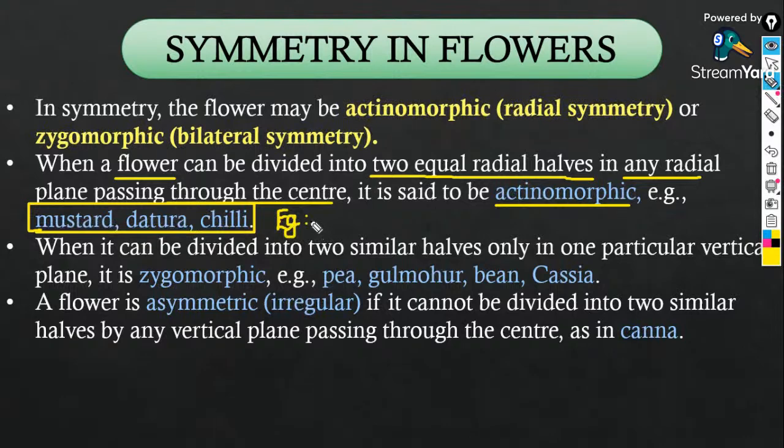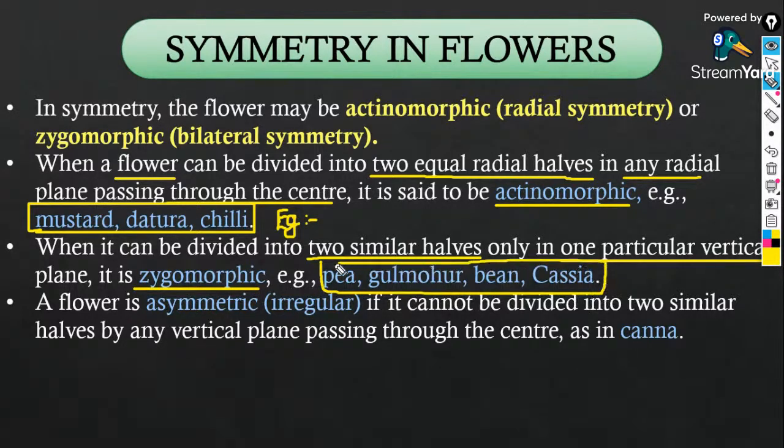Previous year repeated question. Actinomorphic flower means when a flower can be divided into two equal halves through any radial plane. Such a flower you will call an actinomorphic flower, and the examples are mustard, datura and chili. And when a flower is divided into two similar halves only in one particular vertical plane, it is called bilateral symmetry or zygomorphic flower. Examples: pea, gulmohar, cassia and bean. What are they? Pea, gulmohar, bean and cassia.